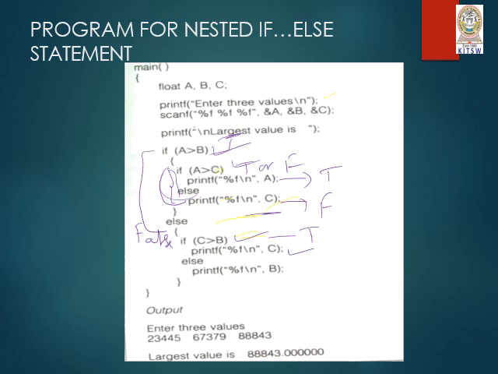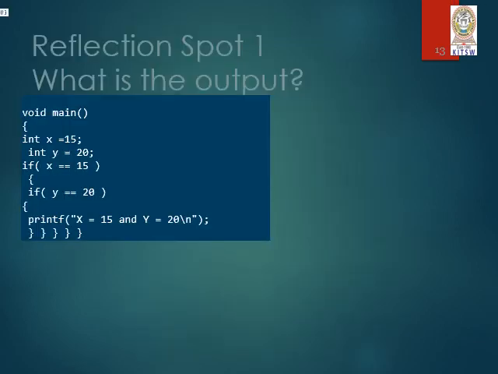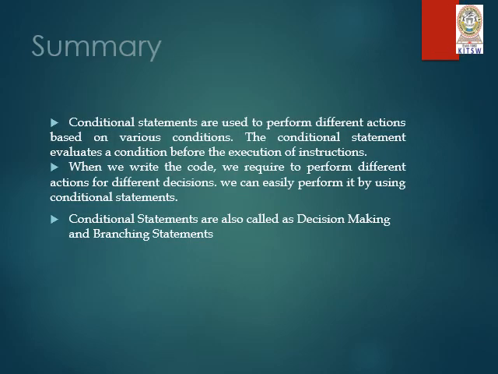And if it is false, again we check for this condition. If it is true, this statement will be printed. And if C is not greater than B, then this statement will be executed. And these are the outputs related to the true and false conditions. So students, just check this program and try to find the answer for this. The answer for the previous program is 15 and 10.